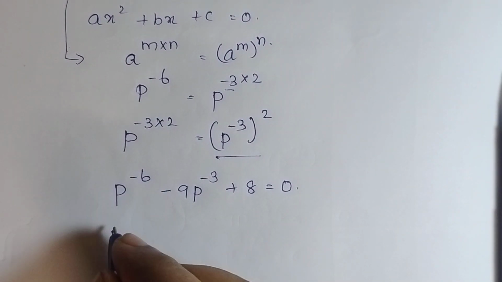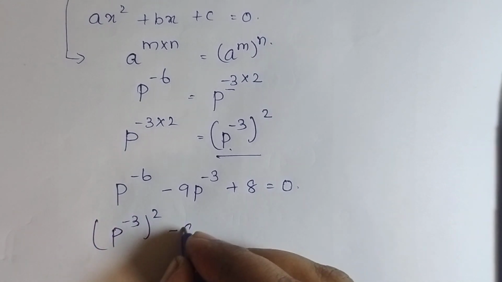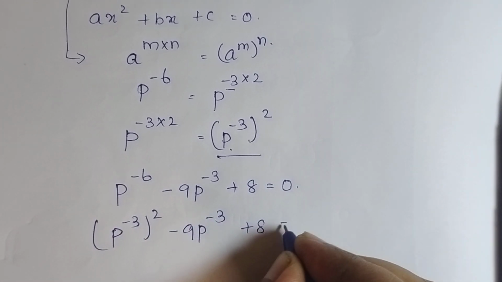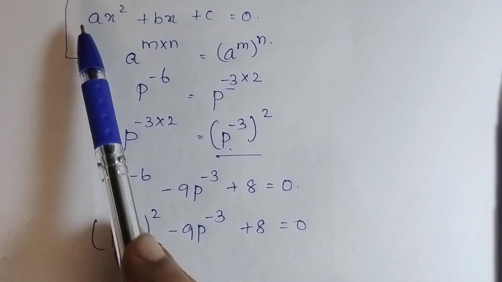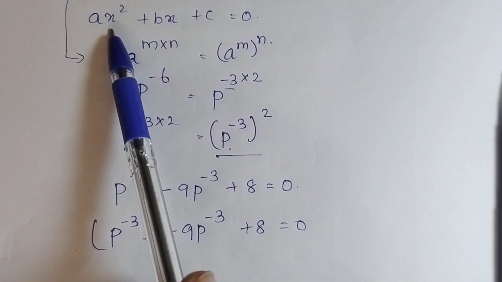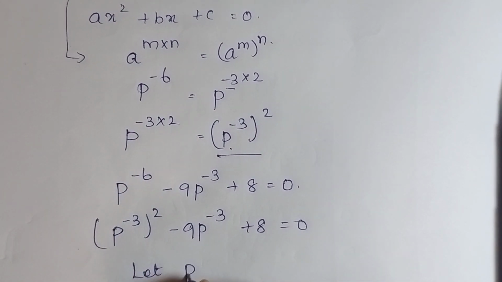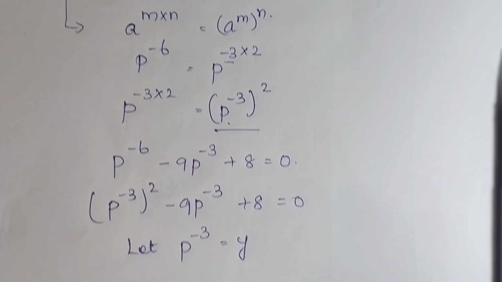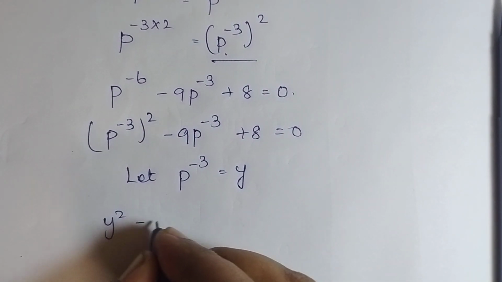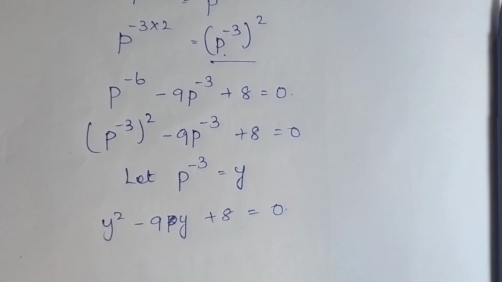Instead of p power minus 6, I am going to apply this here. So, p power minus 3 the whole square minus 9 p power minus 3 plus 8 is equal to 0. Let's check. This is in the format of a quadratic equation. The a value is 1 here, and instead of x, the value is p power minus 3. So, to make my equation simpler, let p power minus 3 be equal to y. I am going to replace p power minus 3 with y here. Therefore, this equation becomes y square minus 9y plus 8 is equal to 0.